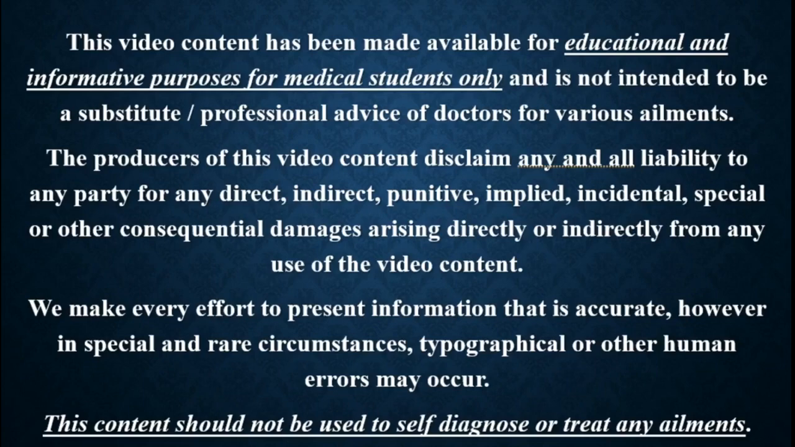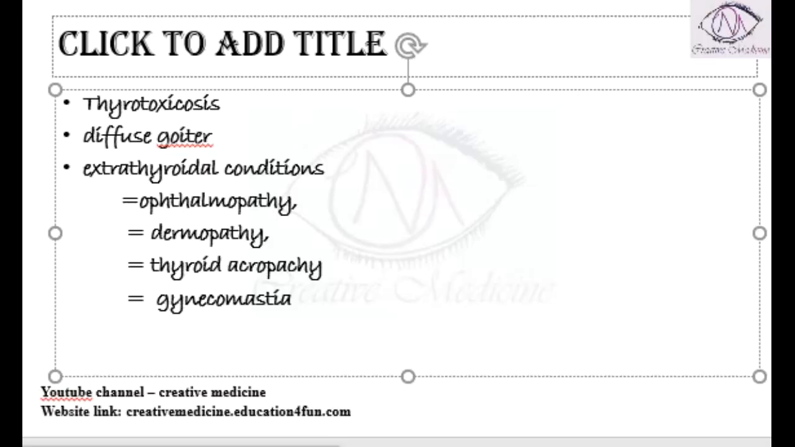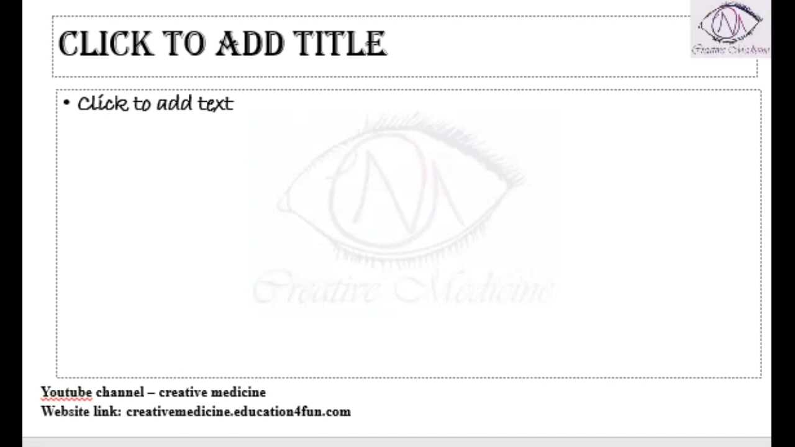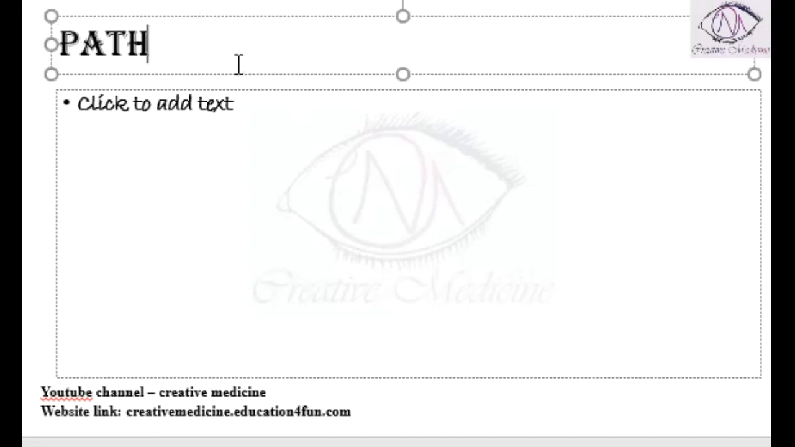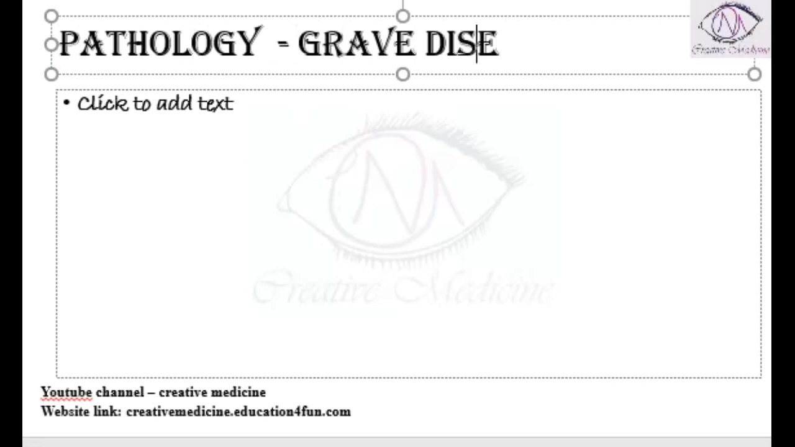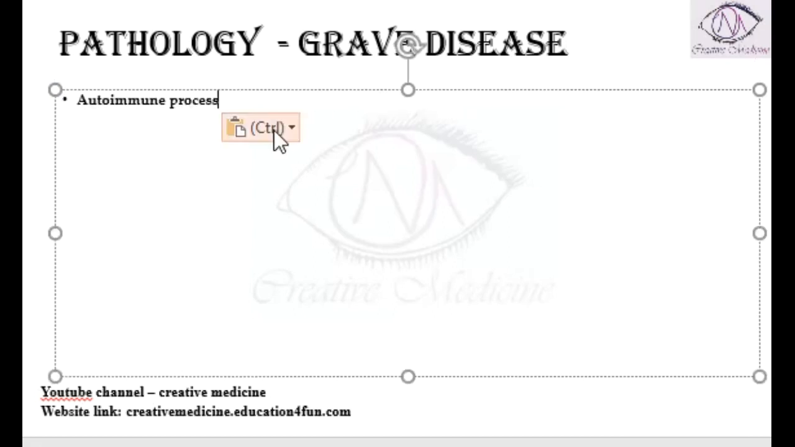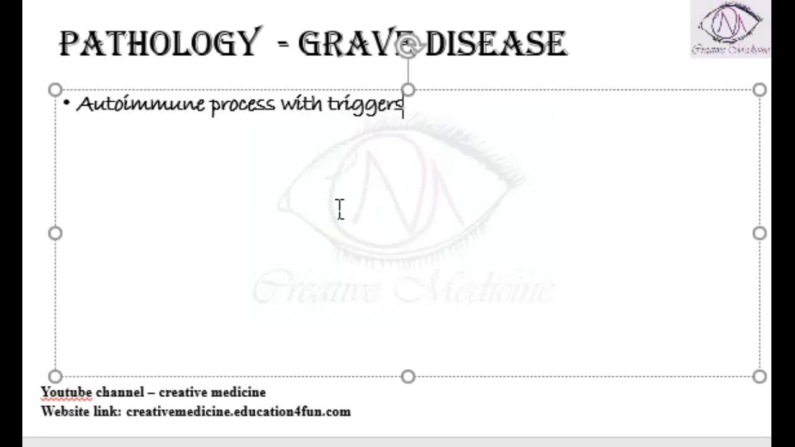In this lecture, we will learn about the pathology of Graves' disease. Graves' disease is an autoimmune process. Though it is an autoimmune process, it has some triggers or risk factors. What are the risk factors or triggers?